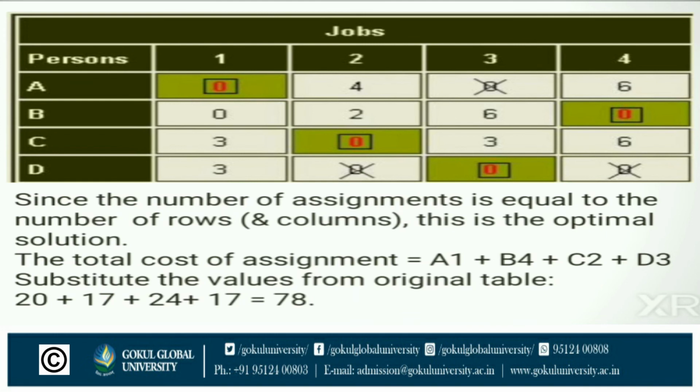Now the second one has only a single 0. Then in the fourth column the last one has a cross out. The third column has one single 0. Then assign this job, and the fourth row has two remaining 0s. Then we can assign the third one as 0. Now here we can say that every row and column intersection has only one 0 assigned. Since the number of assignments is equal to the number of rows or columns, this is the optimal solution.